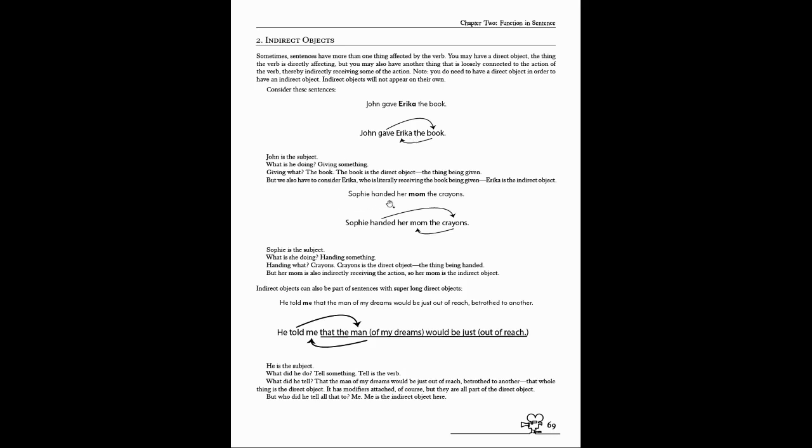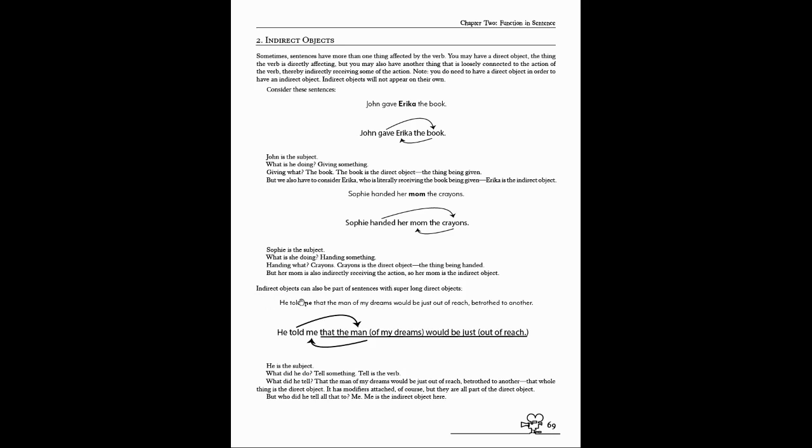So same thing, Sophie handed her mom the crayons. So hopefully Sophie is the subject, handed. Sophie didn't hand her mom. She wasn't like, here, crayons, have a mom. No, she handed the crayons over, right, to her mom. So her mom is the indirect object, and the crayons are the direct object.